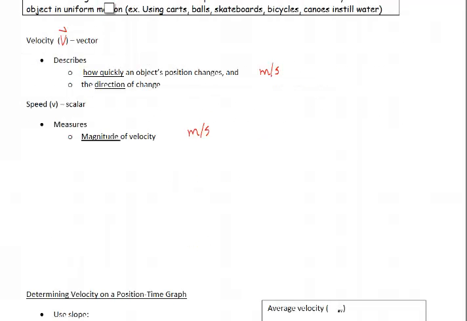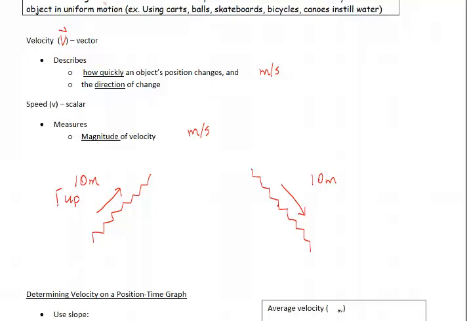Let's think about an escalator going up and an escalator moving down. Let's say they're both moving at the same rate and they're both moving the same distance. So let's say they move 10 meters each, but this one is moving up and this one is moving down. So we'll give the direction here: 10 meters up versus 10 meters down. They have the same speed, but they do have a different velocity because they're moving in different directions.